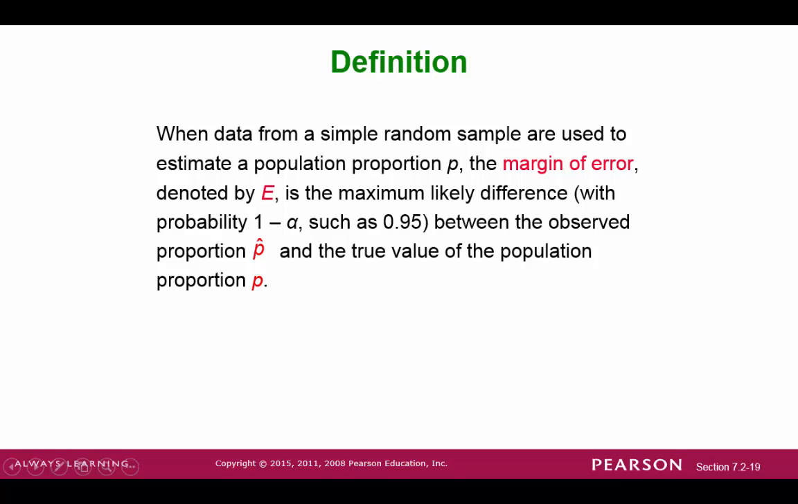So another important definition for confidence intervals would be the margin of error. The margin of error, denoted by E, is the maximum likely difference, with probability 1 minus alpha, between the observed proportion and the true value of the population. So think about the margin of error when you take polls and somebody says that 75% agree to something and then they say plus or minus some margin of error. That plus and minus business is the margin of error.